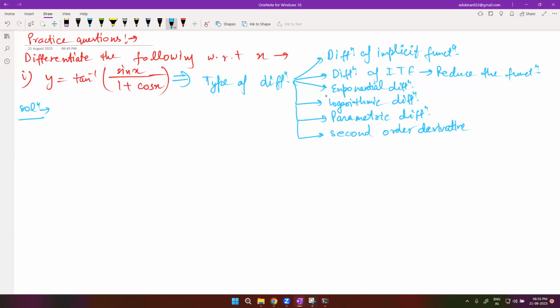Double angle formula is very popular for sin 2x and cos 2x, both of them. In this case, you need to apply the double angle formula only, but if somebody can help me out, what formula can we use? Can anybody tell me the formula of sin 2x? How do you open sin 2x? 2 sin x cos x, right?